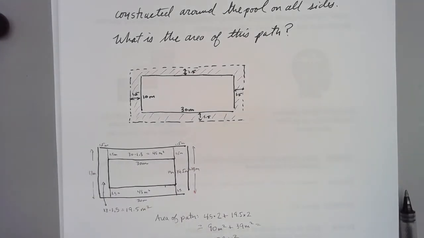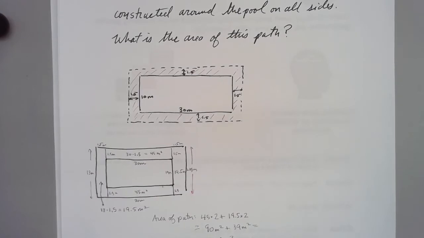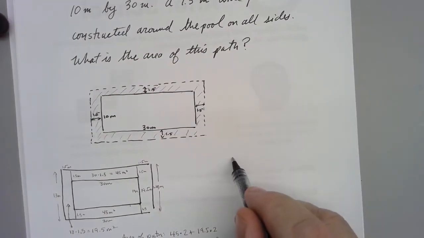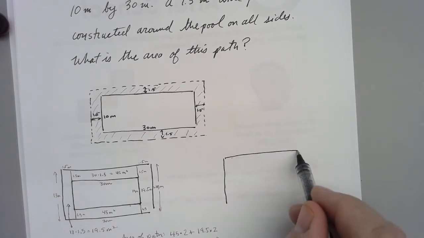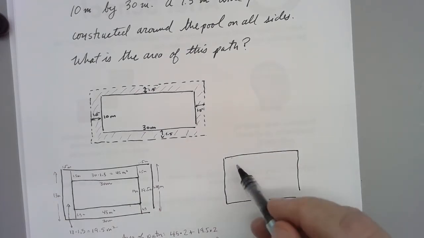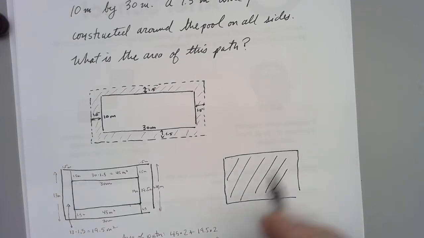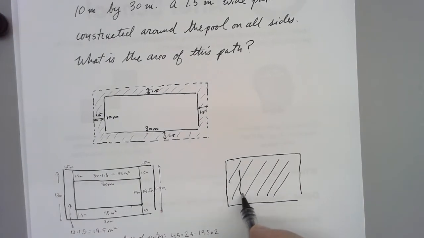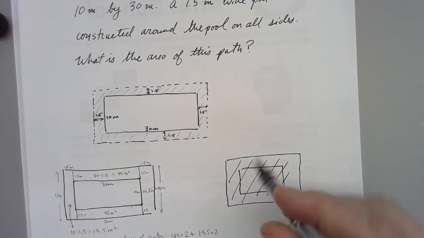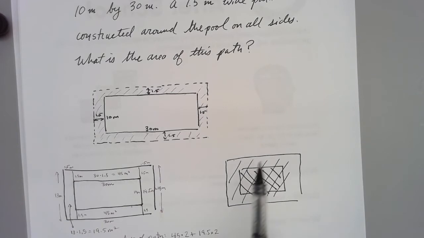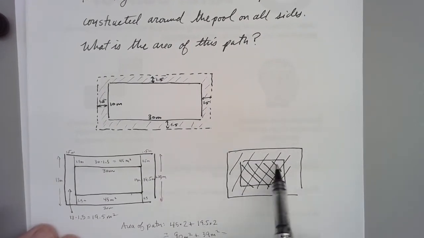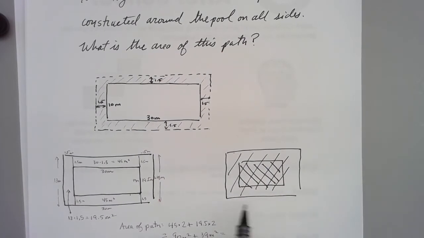The second method is to view the region as a large rectangle with a smaller rectangle inside removed from it. I'm going to remove that rectangle. So I'm going to be subtracting areas. I'm going to get the area of the larger rectangle, and I'm going to remove the area of the smaller rectangle. This is also a good method for a lot of problems.